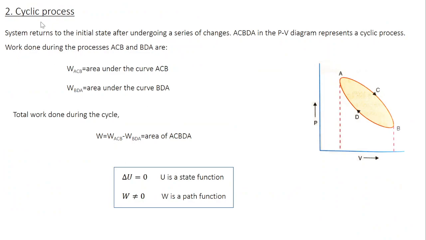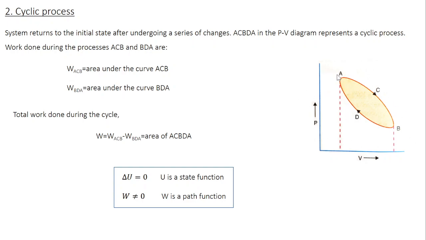Now what about a cyclic process? Here, as the name suggests, the system moves from an initial state to a final state, but at the end of the process you will realize that the final state is the same as the initial state. So the system returns to the initial state after undergoing a series of changes. So this is an example of a cyclic process. The system starts from state A, goes through C, reaches B, then moves in the opposite direction, so through D, it finally reaches back the initial state A. So A, C, B, D, A. This represents a cyclic process.